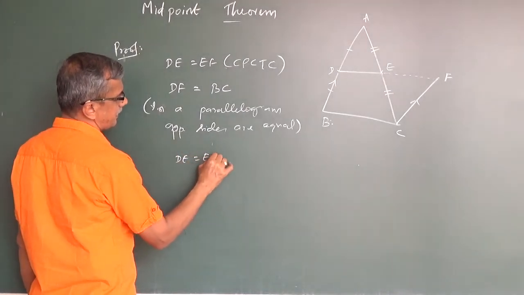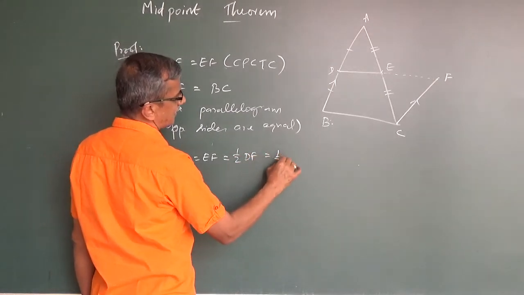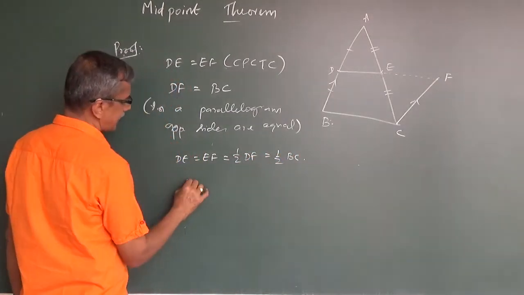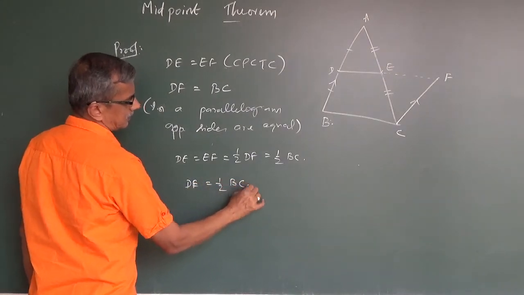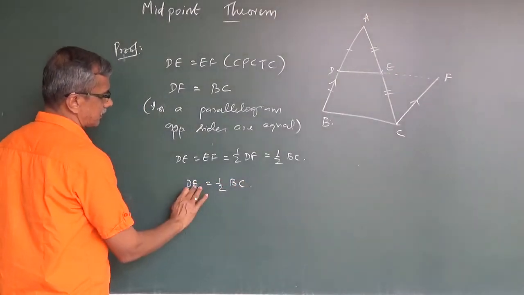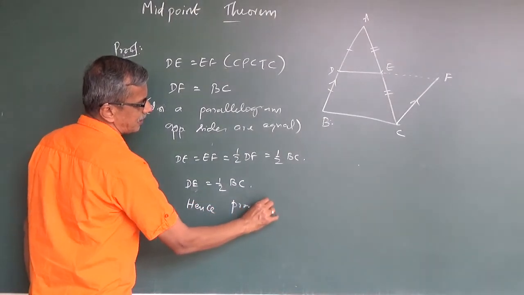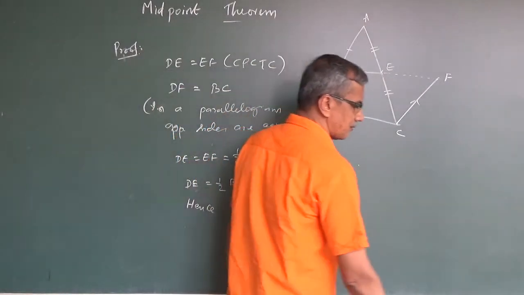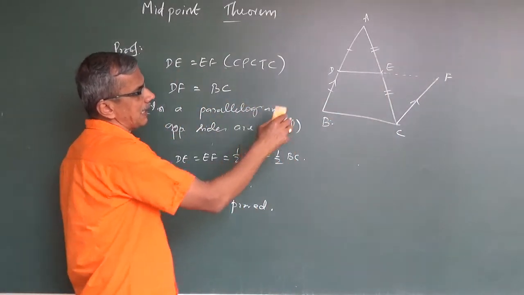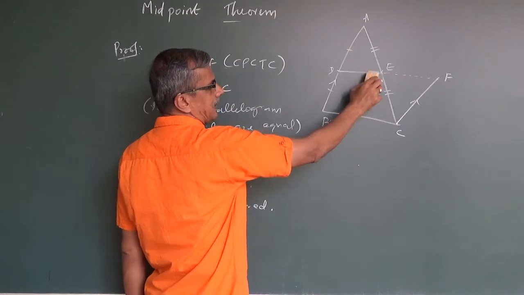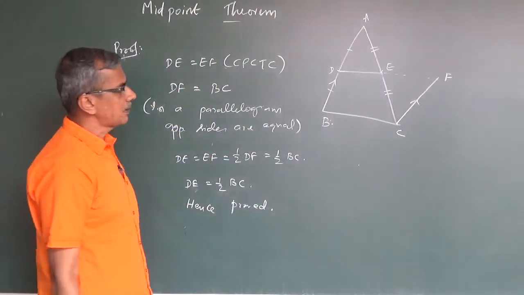DE is equal to EF is equal to half of DF or half of BC. That is, DE is equal to half of BC. So I hope you understood. So we have proved all of this. So this theorem, the midpoint theorem, I hope you understood. The line joining the midpoints of any two sides is parallel to the third side, and it is equal to half of the third side.